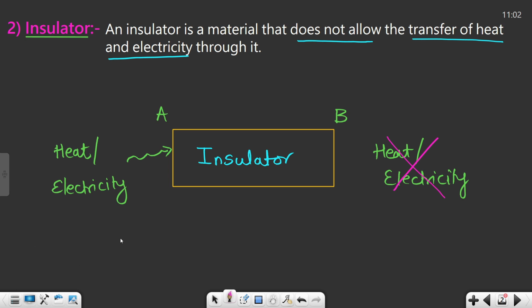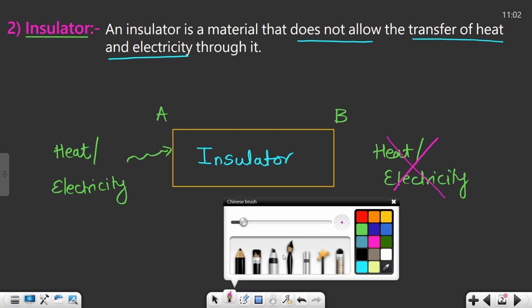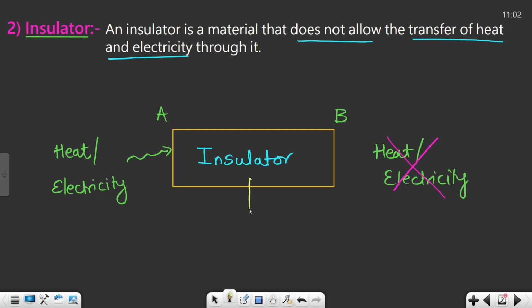I hope you are able to understand this. Or in simple words, an insulator is the opposite of a conductor. So this is the basic idea of what exactly an insulator is. I hope you are able to understand this particular point.